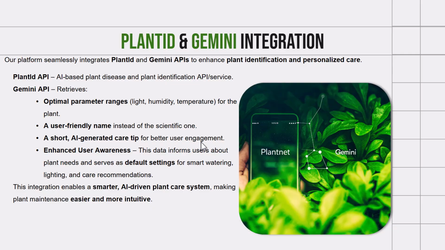The other third-party services that we use in this project are Plant ID and Gemini. We integrate these AI services to make our system smarter. With the Plant ID API, we can identify the plant species and even detect diseases. Then using Gemini, we can enrich the user experience by providing optimal ranges for light, humidity, and temperature. Also, a simplified, user-friendly plant name suggested by the AI, and AI-generated care tips. This combination makes plant care highly personalized and intuitive.